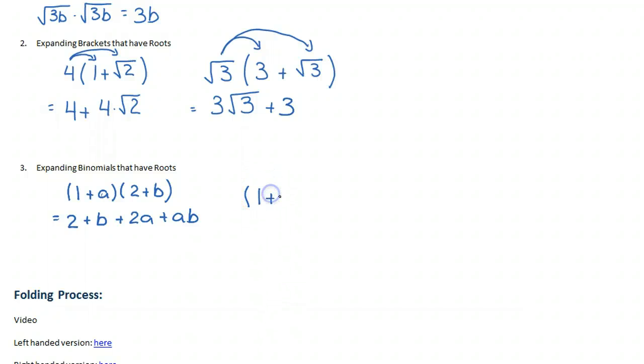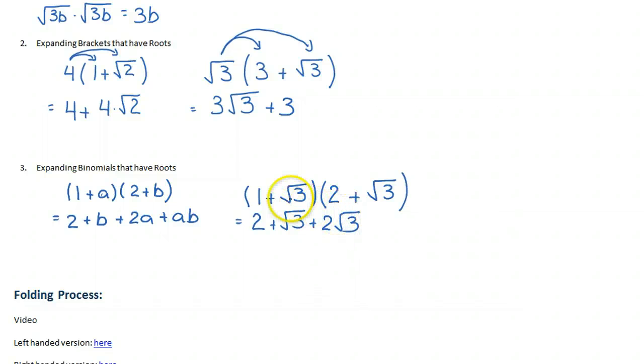So let's say I have 1 plus root 3 times 2 plus root 3. Okay, so I'm going to now work through this. 1 times 2 is 2. 1 times root 3 is root 3. Root 3 times 2 is 2 times root 3, right? Root 3 times root 3 is going to give me 3, right? So just let's make sure we see this. We did 1 times 2 is 2. 1 times root 3 is root 3. Root 3 times 2 is 2 root 3. And root 3 times root 3 is 3.